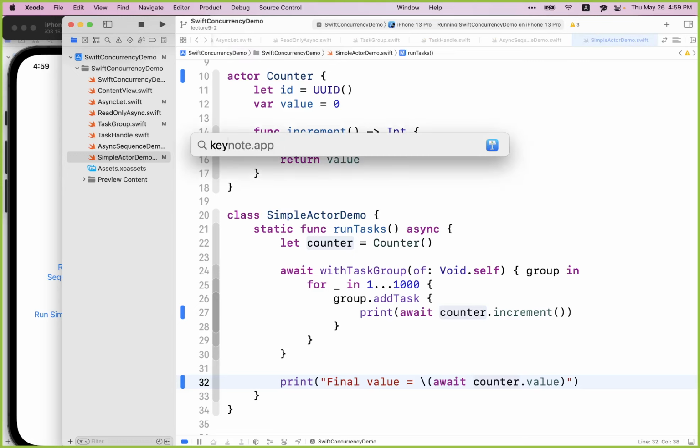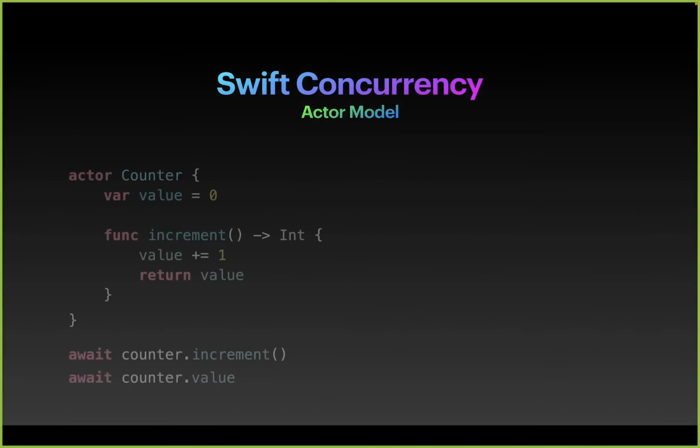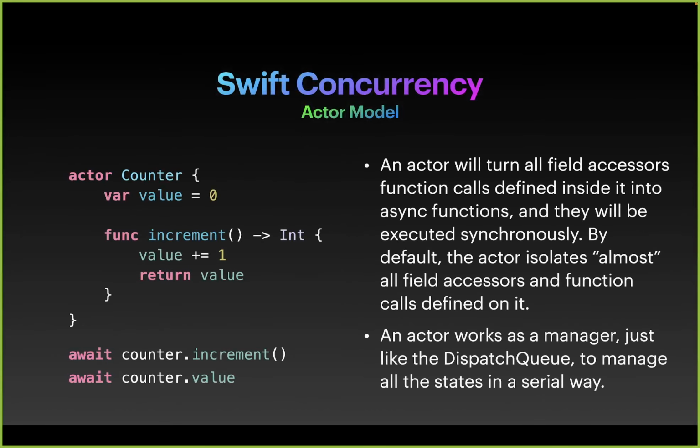Now let's go back to the slides and take a look at some notes. An actor will turn all field access and the function calls defined inside it into async functions, and they will be executed synchronously. Okay, all the things are going to be executed. Not all the things, so almost all the things. There are some exceptions like static functions.